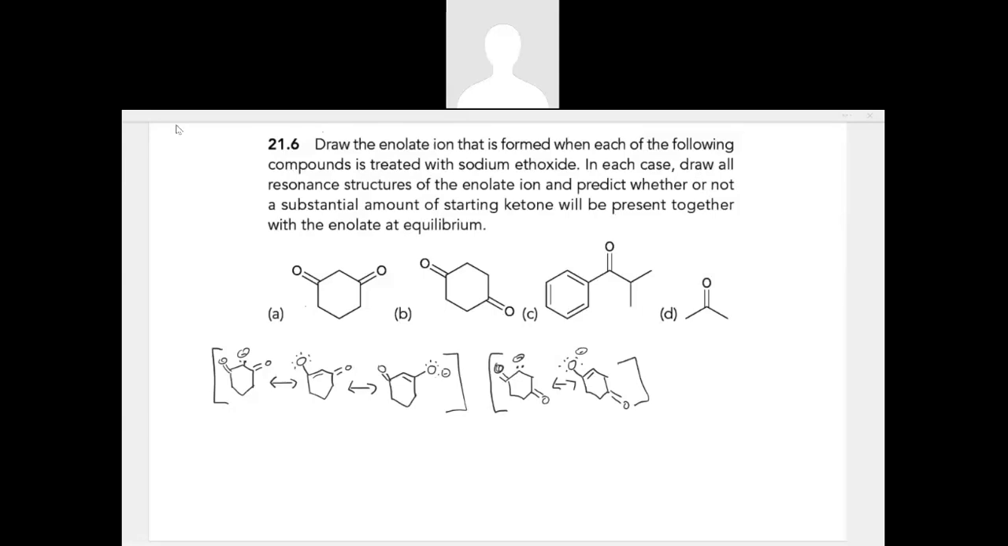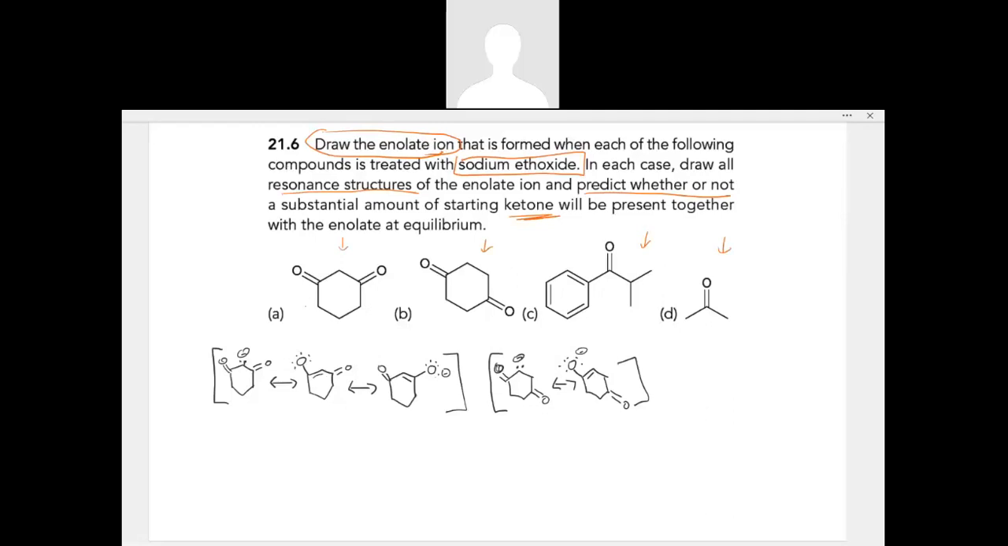For problem 6 from chapter 21, we're asked to first draw the enolate that would result with treatment of the following compounds with the strong base, sodium ethoxide. Then we're asked to draw all resonance structures of the enolate, and in another part, predict whether or not these starting ketones, or any of these diketones, are present with the enolate at equilibrium.